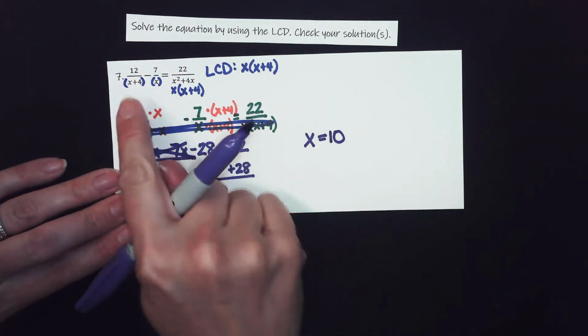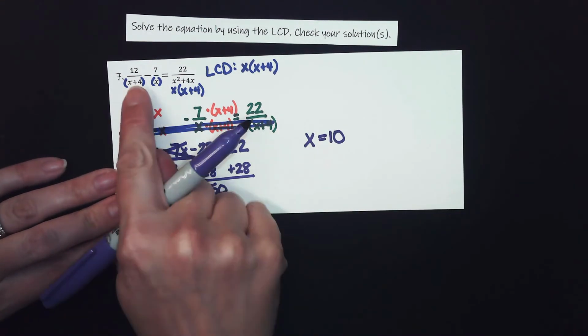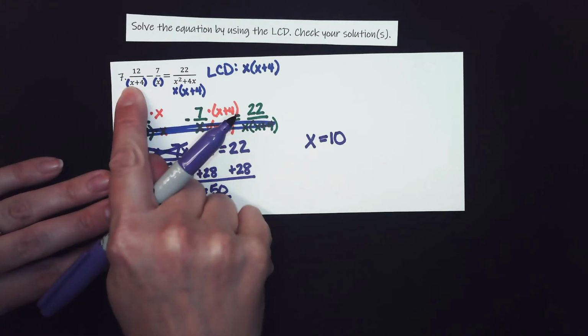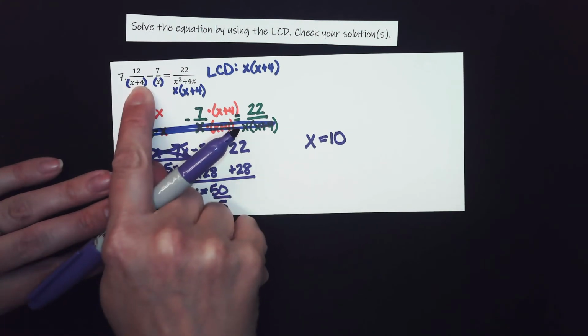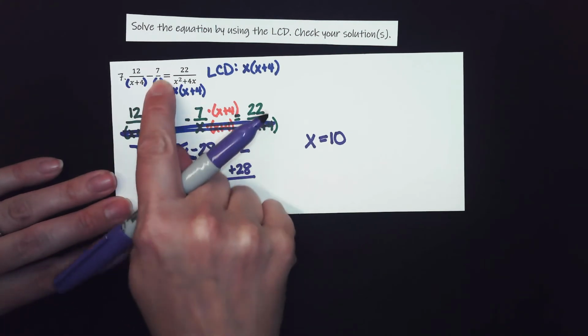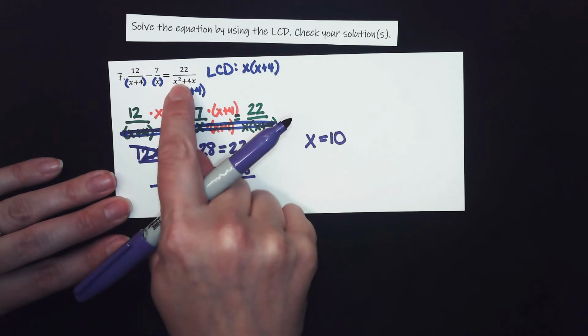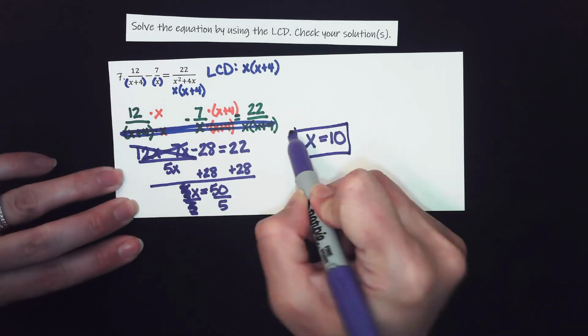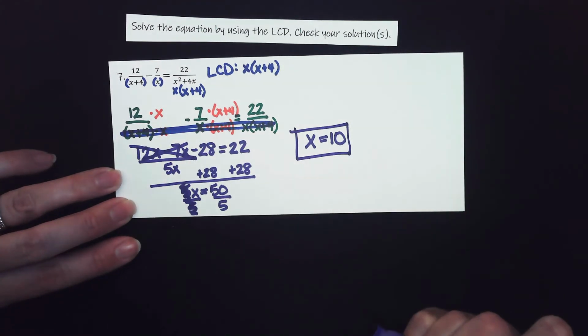Now, we have to double check that none of our denominators would be 0 in our original equation. So if I have an x being 10, 10 plus 4 is 14. So that one's not 0, we're good. This one would just be 10, and this would be 100 plus 40, 140. So none of our denominators turned to 0, so that worked.